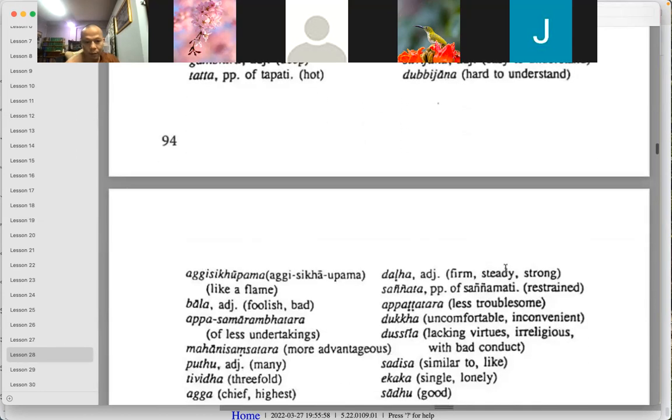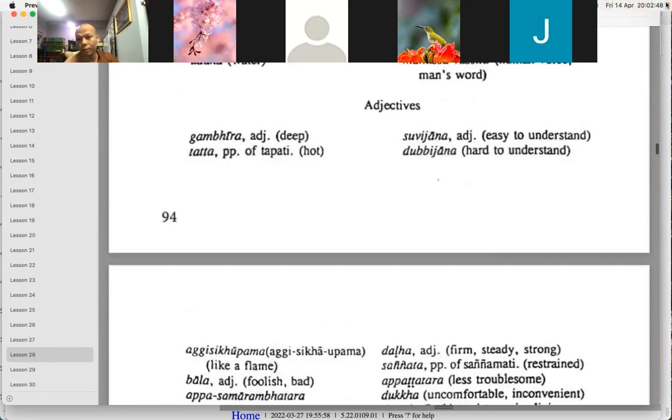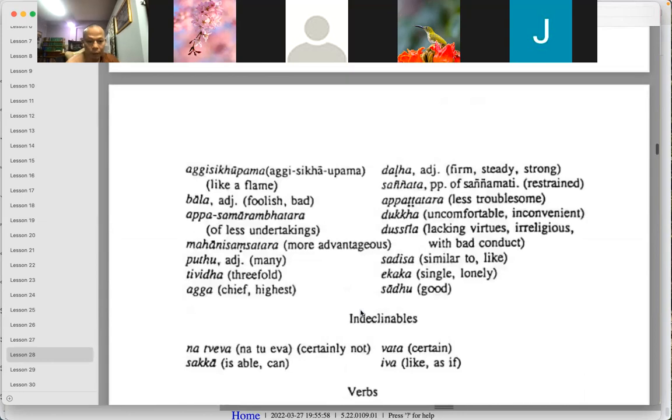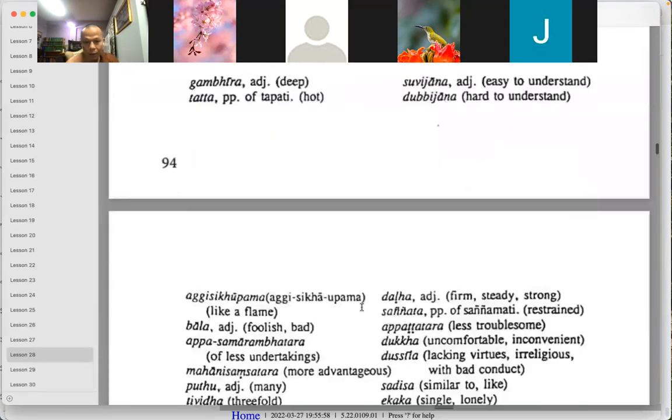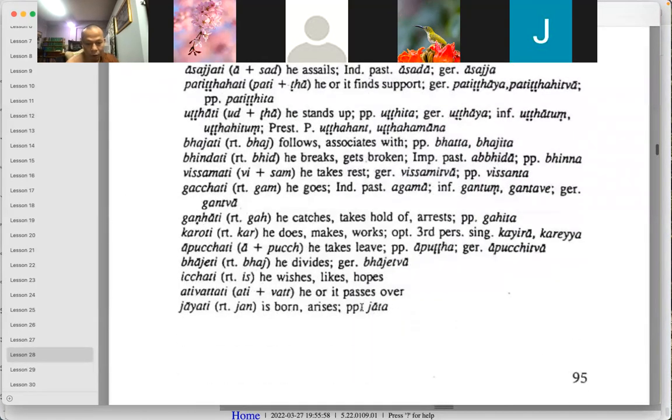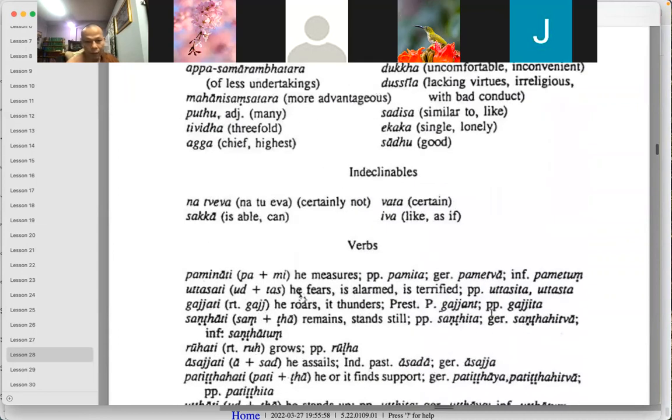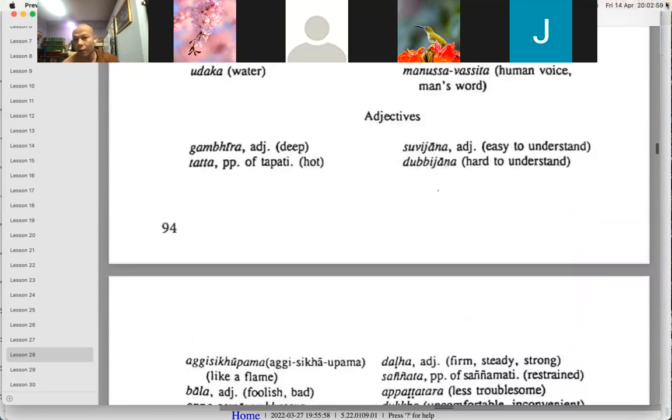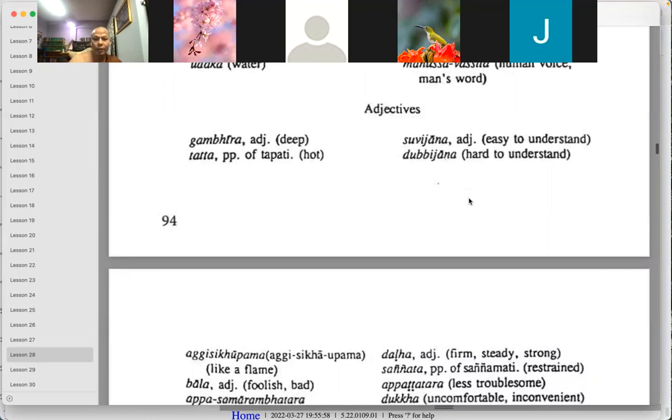And then, oh, so many adjectives. Adjectives and verbs still remain. Now the time is already up, one hour already. So, okay, any questions?